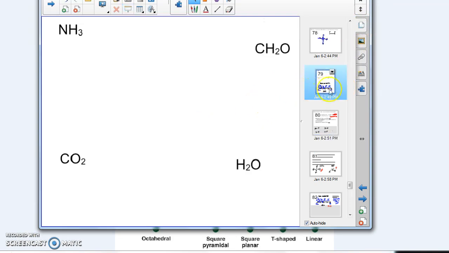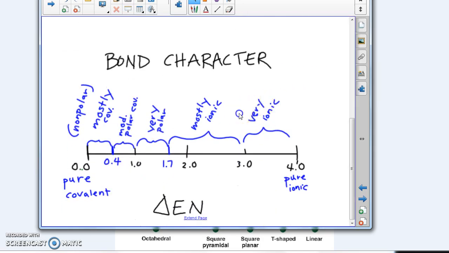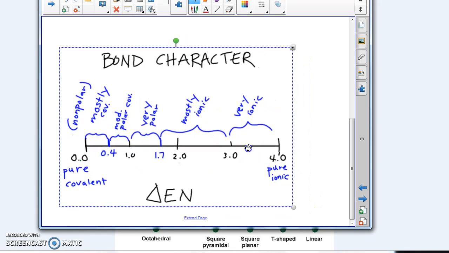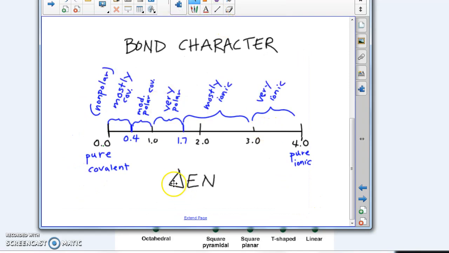Okay, here we are. When we look at the electronegativity of these atoms and the changes in electronegativity, we are trying to identify what types of bonds they are. We can do that by looking at the change in electronegativity, or delta EN, and we find: are these bonds nonpolar, polar covalent, very polar, mostly ionic, or very ionic? That ranges from 0 to 4, the change in electronegativity.